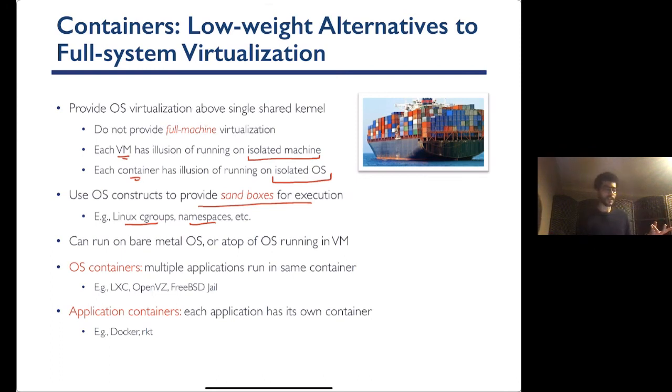And there are two types of containers. So there is an OS container and there is an application container. OS containers basically run multiple applications, whereas application containers like Docker are expected to just run one application. By making this assumption, they actually get more performance, since they're just going to run a single application.